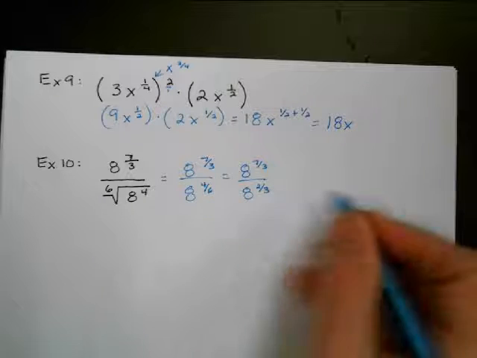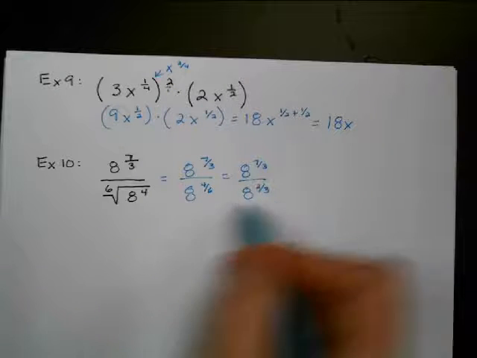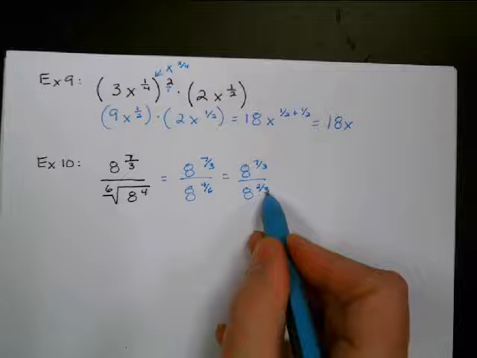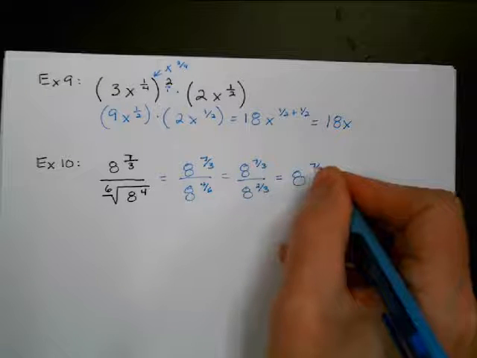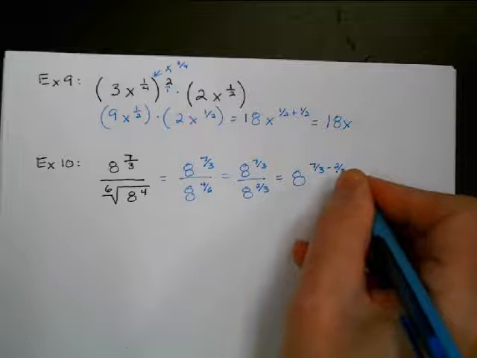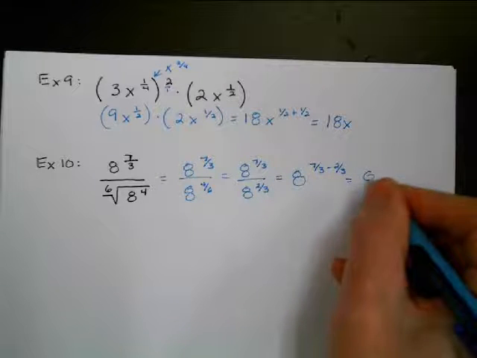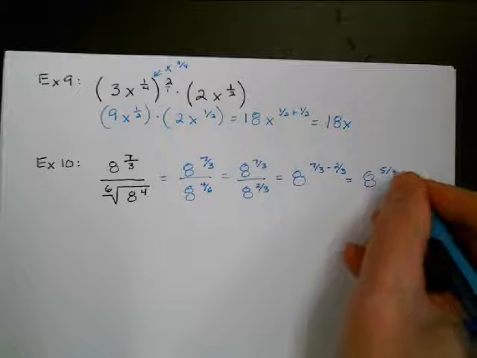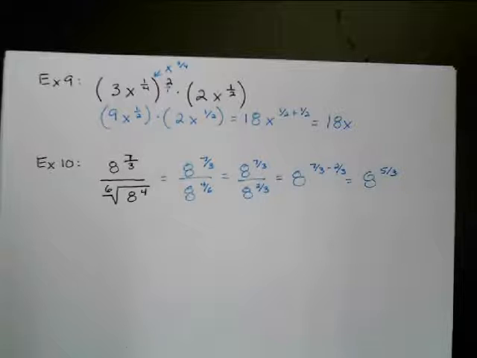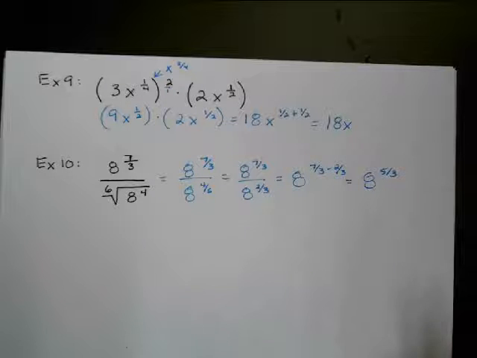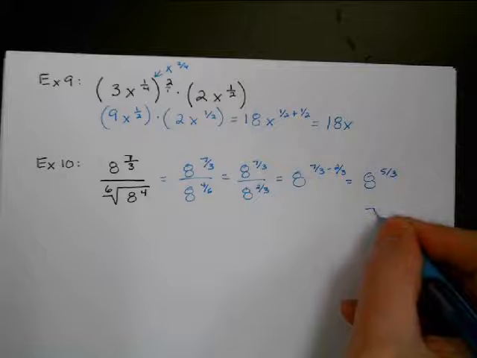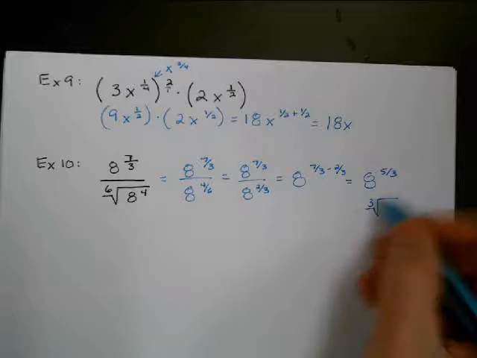Okay, so I just reduced the 4/6 to 2/3. Since this is division, I'm going to do 7/3 minus 2/3. And I end up with 8 to the 5/3. Doesn't say how they want the answer on this one. So this would be the answer in exponential form. And if they wanted the answer in radical form, of course, we would just change this to the third root, because our index is 3, of 8 to the 5th.